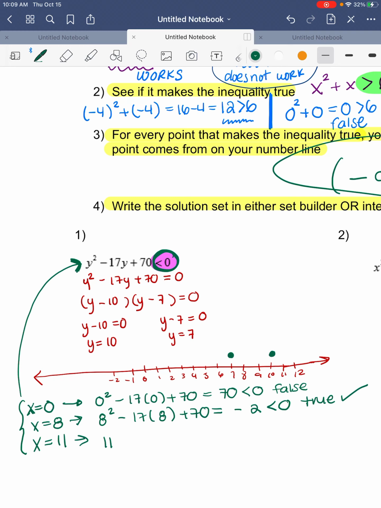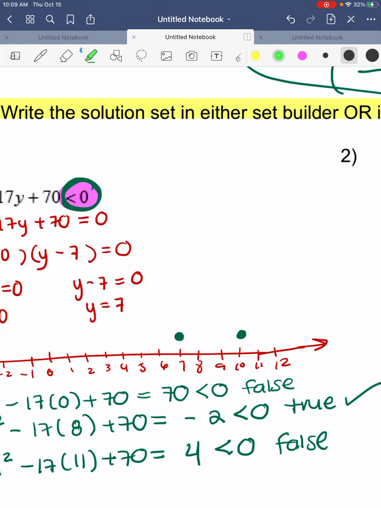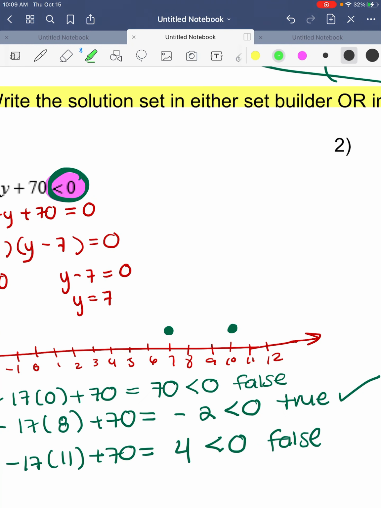Now 11. 11 squared minus 17 times 11 plus 70. Put it on the calculator and you're gonna get 4. Is 4 less than 0? No, it is false. So that means that the only number that worked was 8. And where is 8 located? Check where 8 is located on the number line. 8 is located in the middle between 7 and 10.